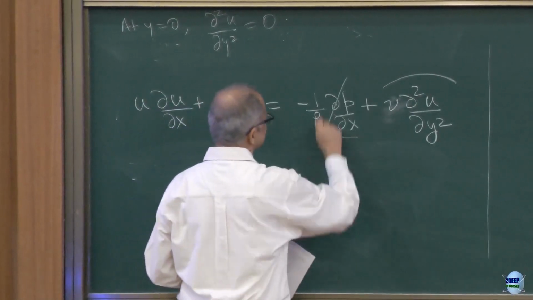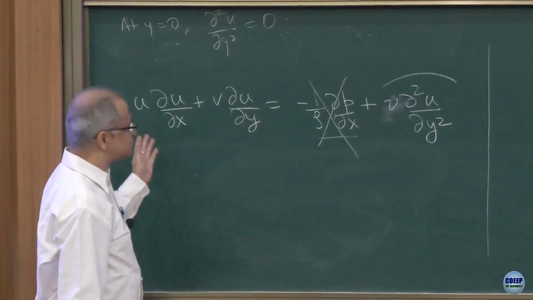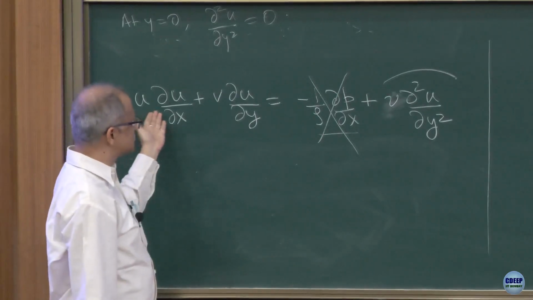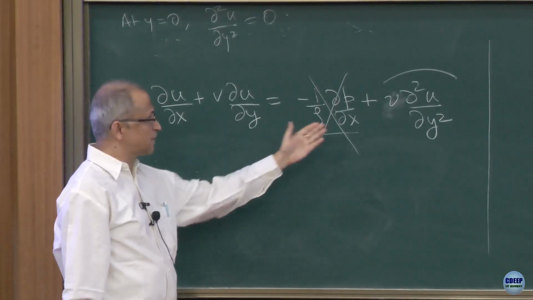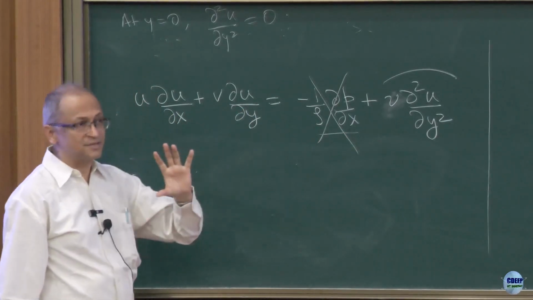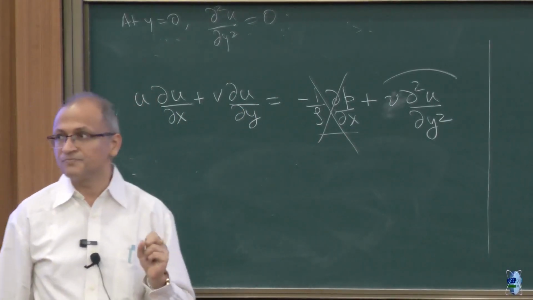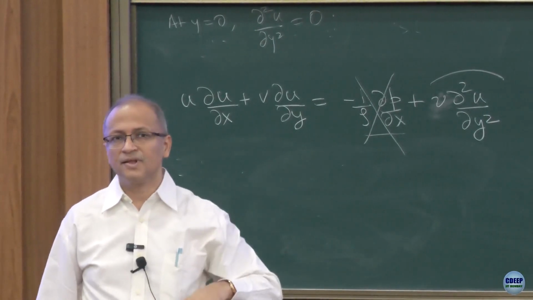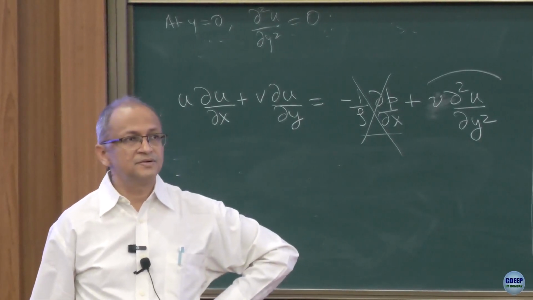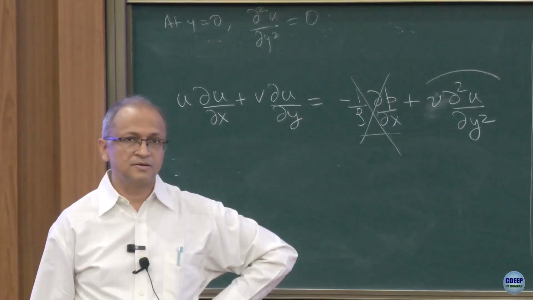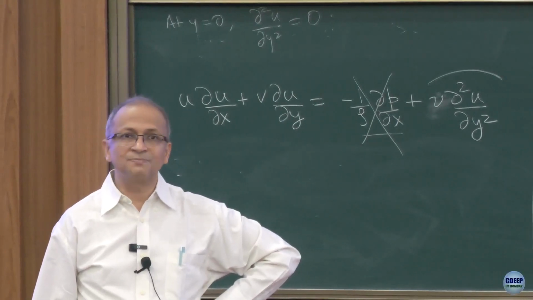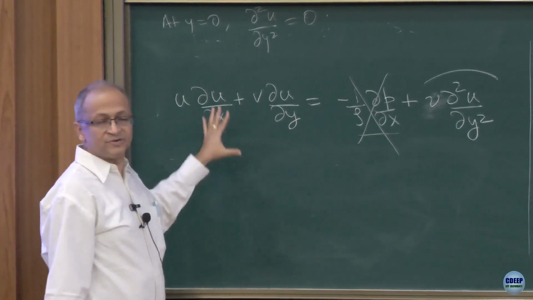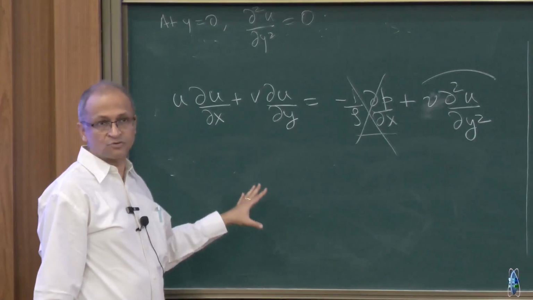There is no pressure gradient, and if I consider at y is equal to 0, then I will get u is equal to 0 and v is equal to 0, and therefore this is equal to 0. Is this correct or is this an approximation? What you are doing is applying your governing equation at the boundary. Is that correct or is that not correct?